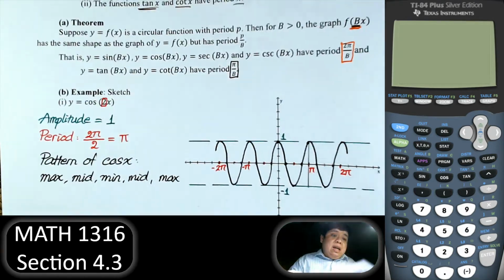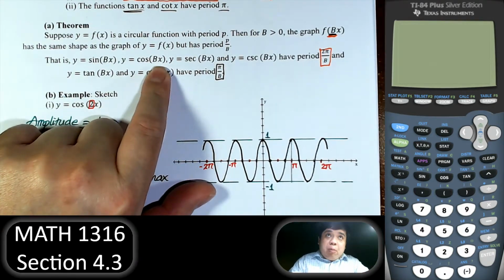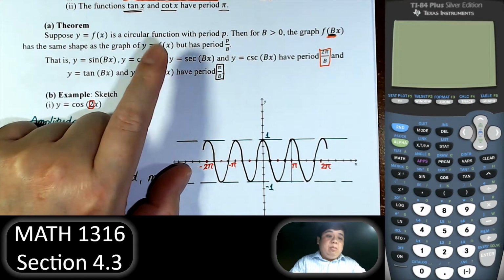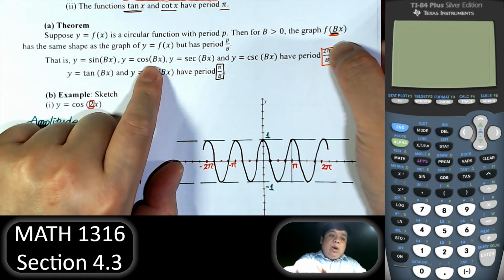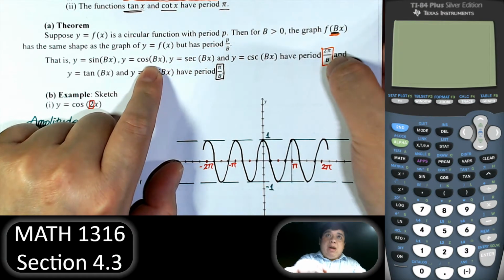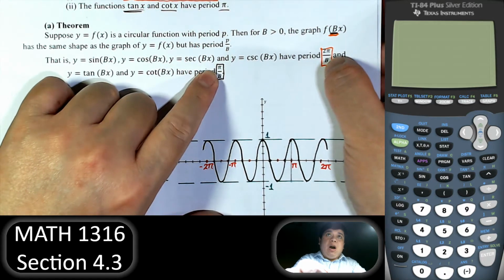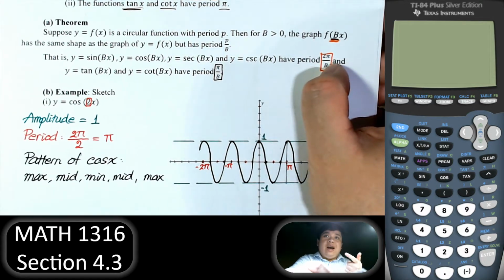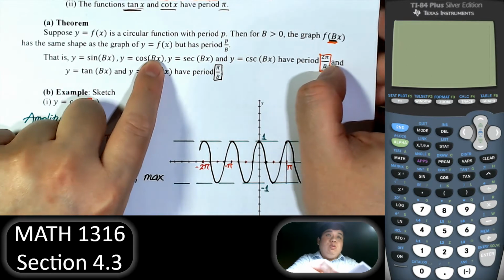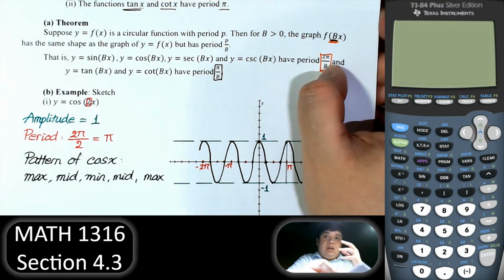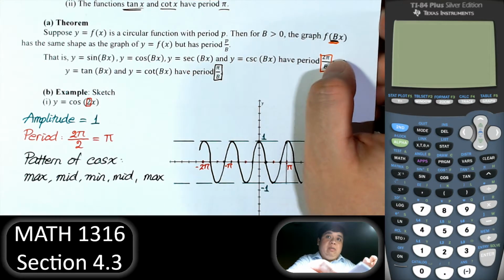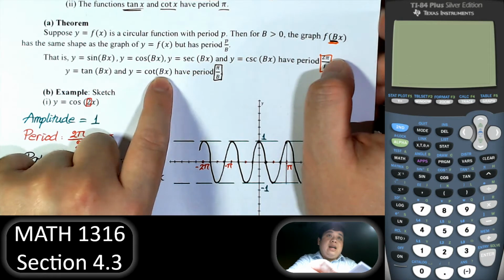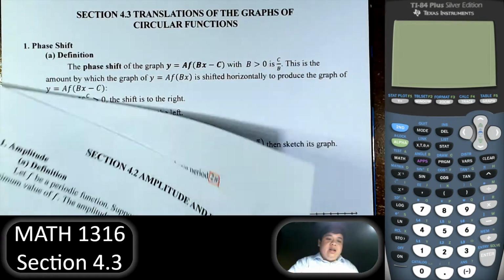The period is determined by the number in front of x, the independent variable. Normally, if the period is 2 pi, then with b, the period will be 2 pi divided by b. For tangent and cotangent, it will be pi over b. So for sine, cosine, secant, or cosecant, any function whose period is 2 pi, where we multiply by a number in front of x, we divide 2 pi by that number. If the regular period is pi, we divide pi by that number in front of x. So that is the amplitude and the period.